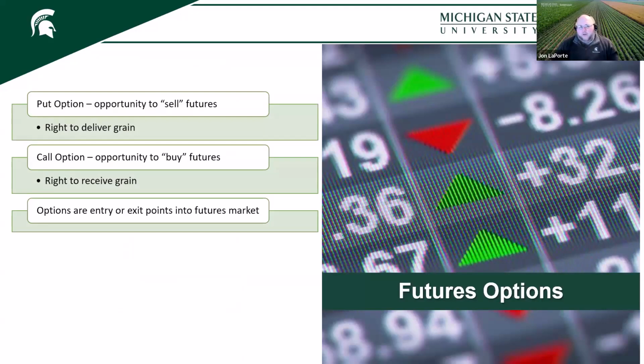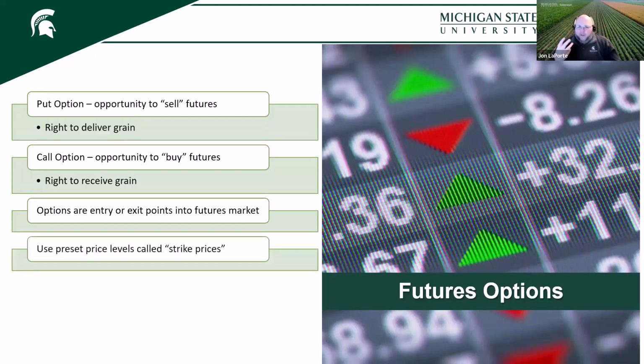Options are really an entry or exit point into the futures market. A lot of people use these to position themselves to make one move or the other. And they use these preset price levels called strike prices, and they've got different increments depending on the commodity you're talking about that you can actually set them at.